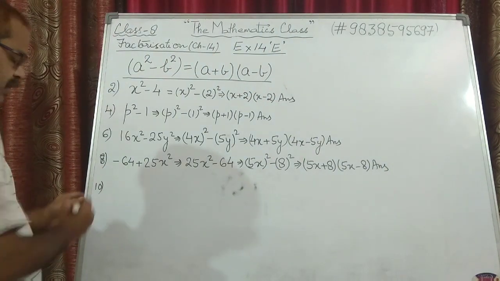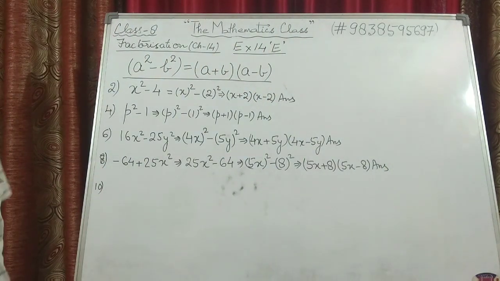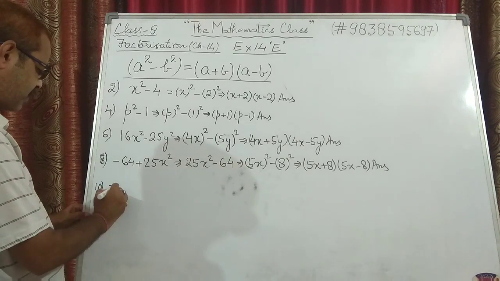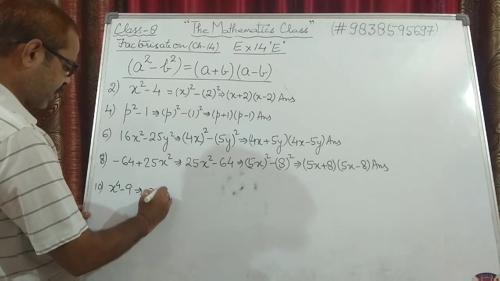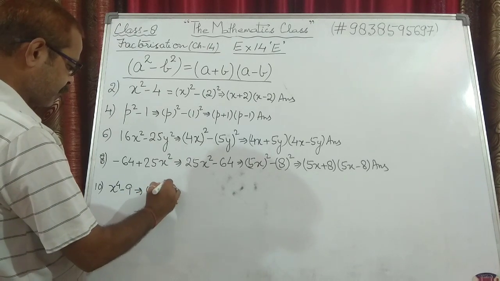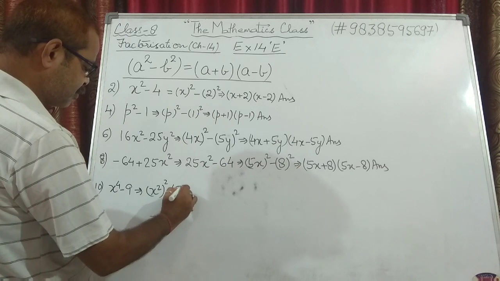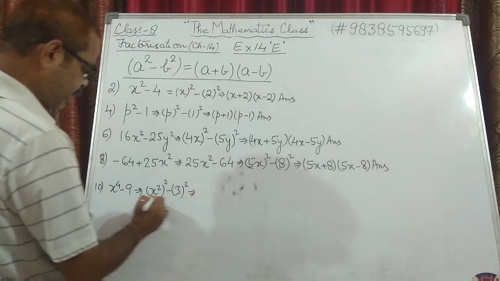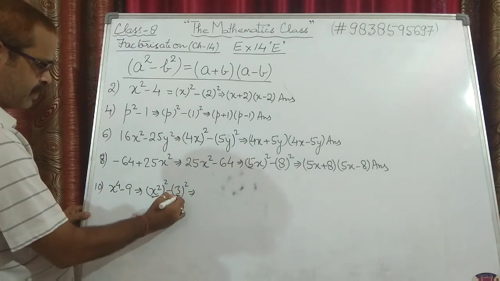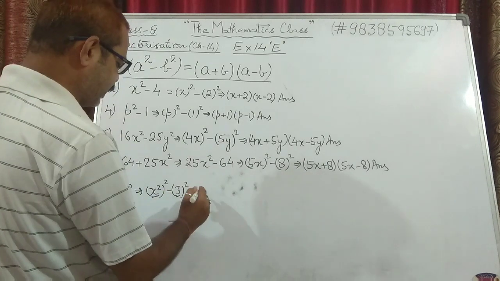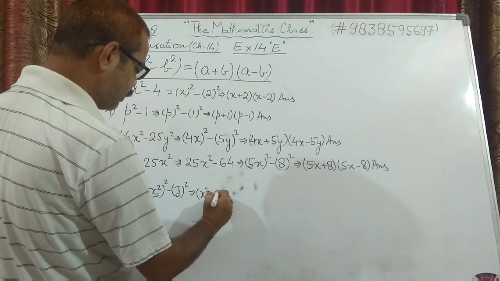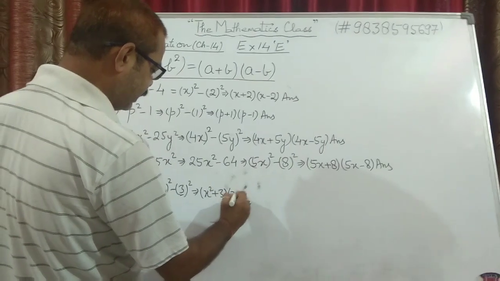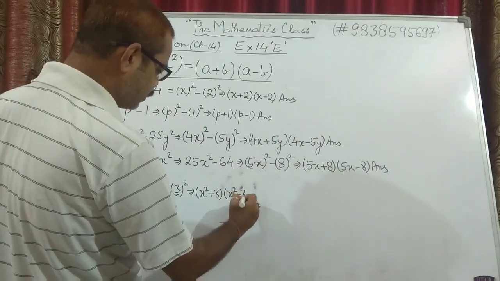Now we move on to question number 10. The 10th is x to the power 4 minus 9. x to the power 4 can be written as (x square) whole square minus 3 square. So a will be x square and b will be 3. So this will be written as (a plus b) and (a minus b): (x square plus 3) and (x square minus 3).